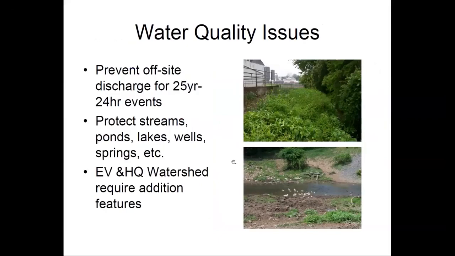Water quality issues. Are there water quality issues? One of the things that you need to do, especially for CAFOs, is you need to prevent off-site discharge for the 25-year, 24-hour storm event. You need to make sure that you're protecting your streams and lakes and ponds and wells. A lot of setbacks have to do with wells. So you've got to look at your watershed. It requires additional features, so it looks like we have a ford crossing here. It might be nice if they actually put fence to keep your cows in the ford crossing rather than have them cross wherever they want to. So you've got to look at all your water quality issues.